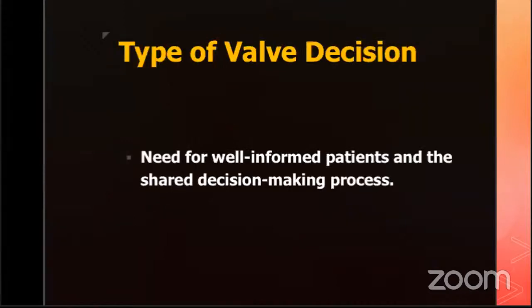The type of valve decision, speaking of that: regarding the type of valve replacement, the 2020 American Heart Association and American College of Cardiology guidelines have significant changes because of the latest research in transcatheter valve replacements. So the obvious and yet still most significant take-home point is the need for well-informed patients and the shared decision-making process to involve patients in their decisions.